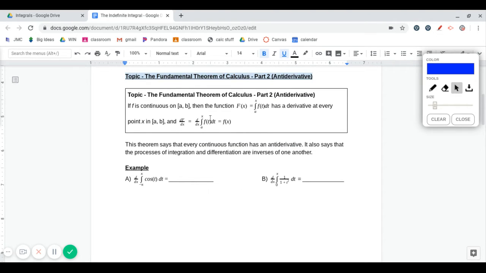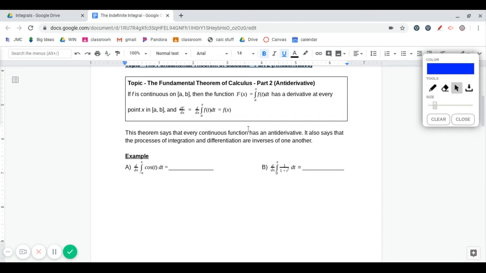It says, right here, if you take the derivative of an integral from some constant to x of a function, you're just left with that function of x. So, for example, this also says if it's a continuous function, that means like you can draw it on a piece of paper without picking up your pencil, that every continuous function has an antiderivative. So that's pretty cool too.